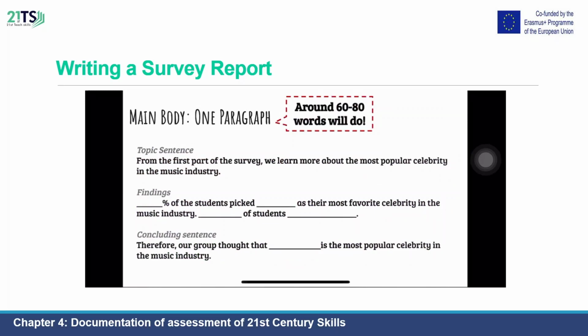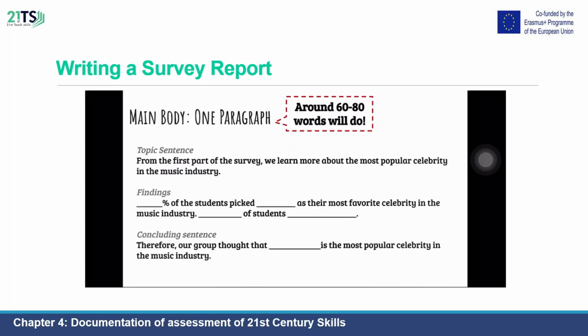Let's take a look at this sample. For example, the topic sentence: from the first part of the survey, we learn more about the most popular celebrity in the music industry. So just one sentence, one main idea. And then you talk about the findings. You can use percentages, you can use fractions, okay? You can use these to analyze your statistics, the data. You can say what percentage of the students picked who as their favorite celebrity in the music industry, blah, blah, blah, and continue and write your findings, okay?